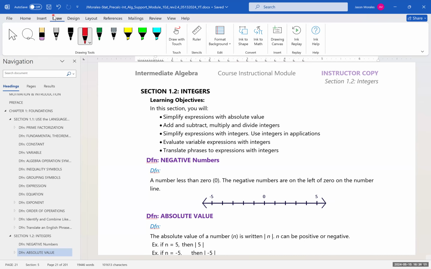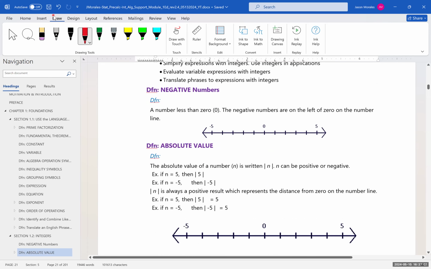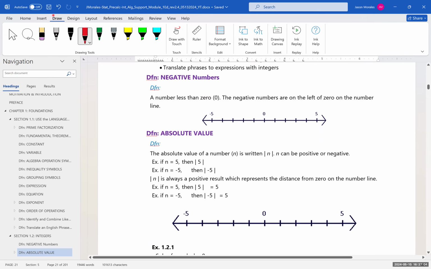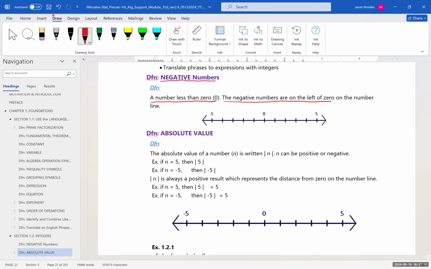Section 2 of Chapter 1 is about integers. So first, let's look at negative numbers. So what is a negative number? It's a number less than 0. The negative numbers are on the left of 0 on a number line.